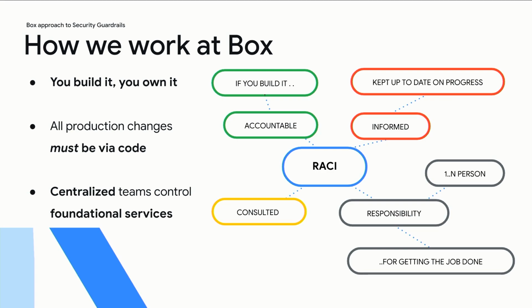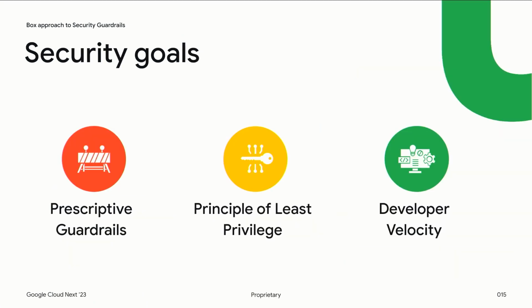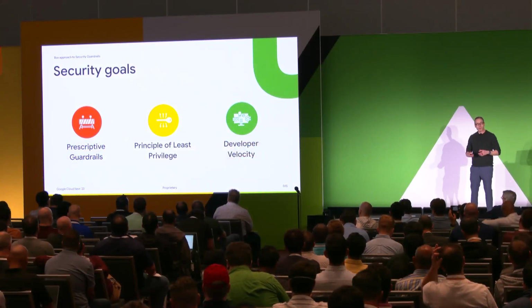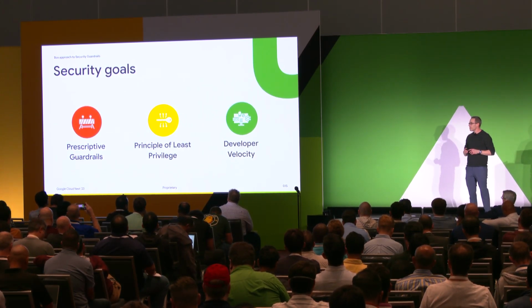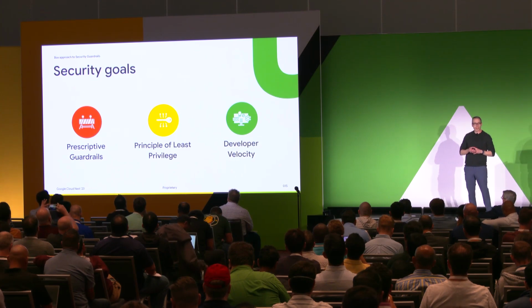At Box, we're a you build it, you own it culture. We perform all production changes via code, and we have centralized teams that control foundational services such as networking, project creation, IAM, and so on. The security goals that I'm going to discuss are to implement prescriptive security guardrails, to follow the principle of least privilege, and to improve developer velocity by providing feedback early in the development process.